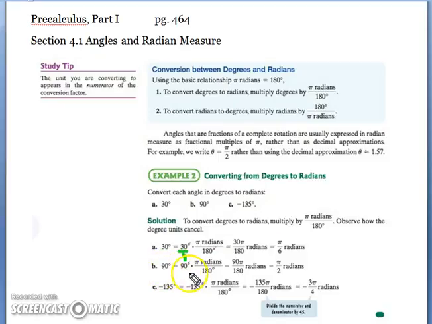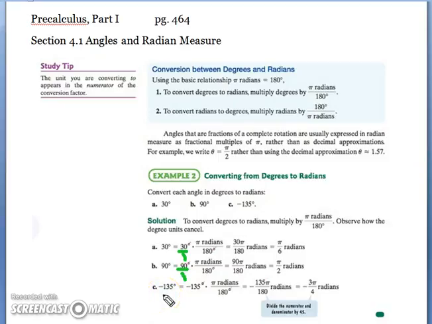Same with 90 degrees. It becomes 90 over 1. And then you multiply by pi over 180 because we're trying to get to radians, so we want our pi radians on the top. 90 over 180 reduces to 1/2 pi.